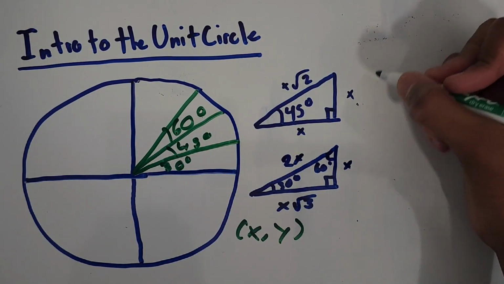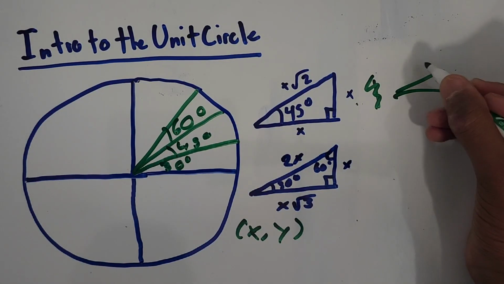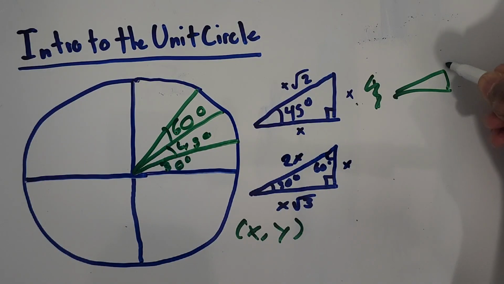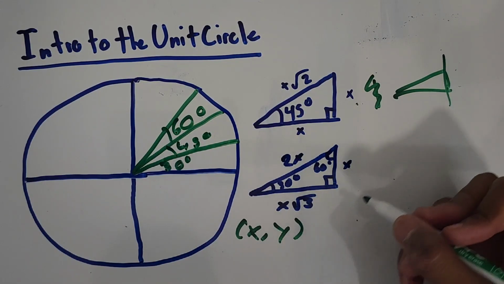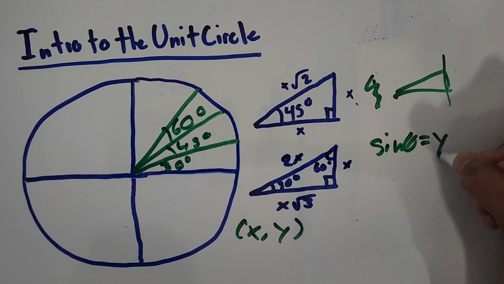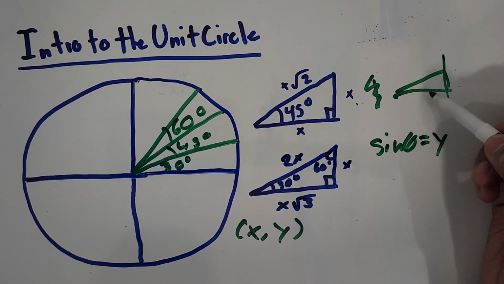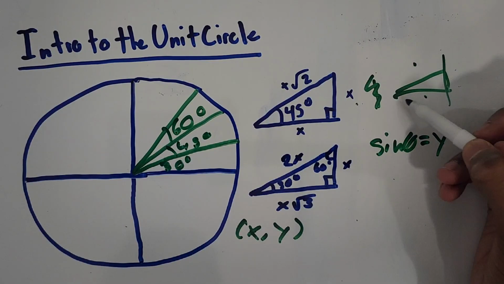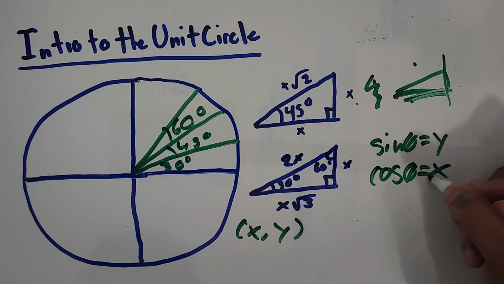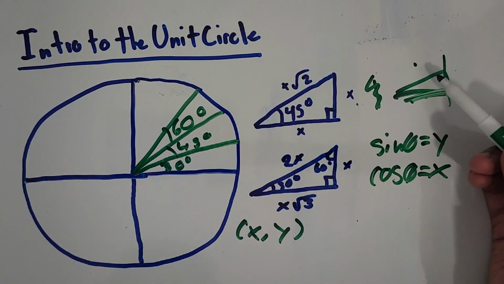So we know that sine is opposite over hypotenuse. This is the opposite side. This is our y-axis. So we know that sine is equal to y. Similarly, we can do the same with cosine. Cosine equals adjacent over hypotenuse, and adjacent is our x-axis. So cosine is equal to x.